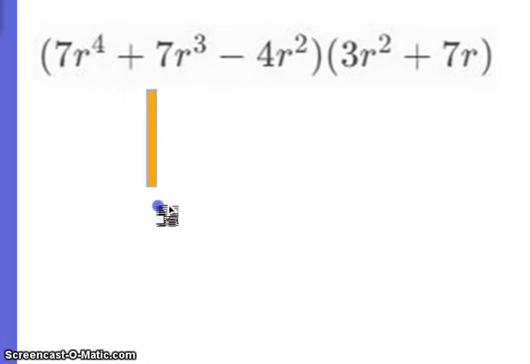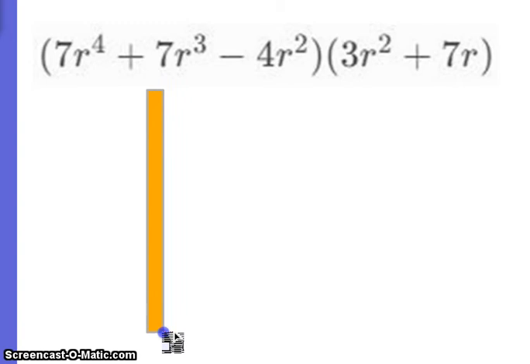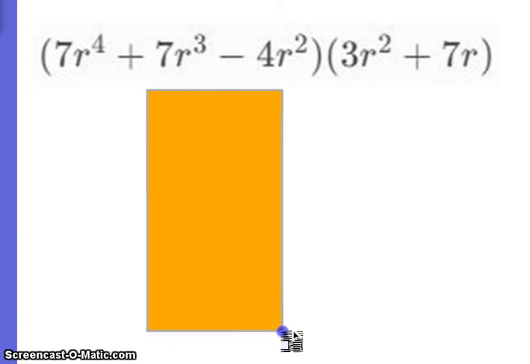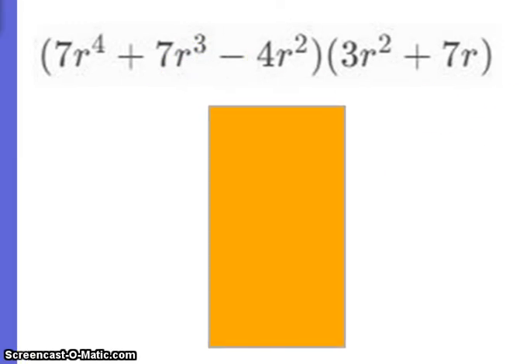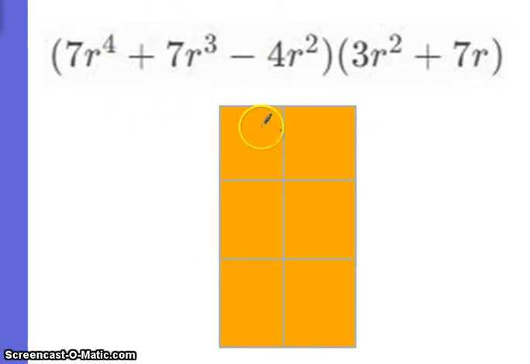So I need to leave room on the side for 3 terms going this way, and I need room on the top for 2 terms going that way because of this binomial. So I'm going to put my trinomial across here and my binomial down there. And so I need room for 3 going down and 2 going across. So I'm multiplying 6 different things here. So it is really starting to get useful to keep track of all the stuff that's multiplying all the other stuff.